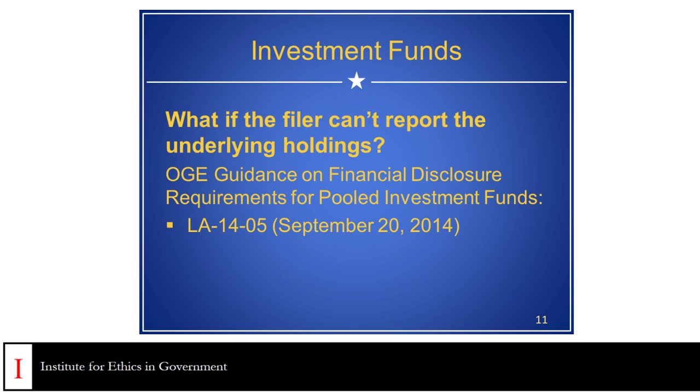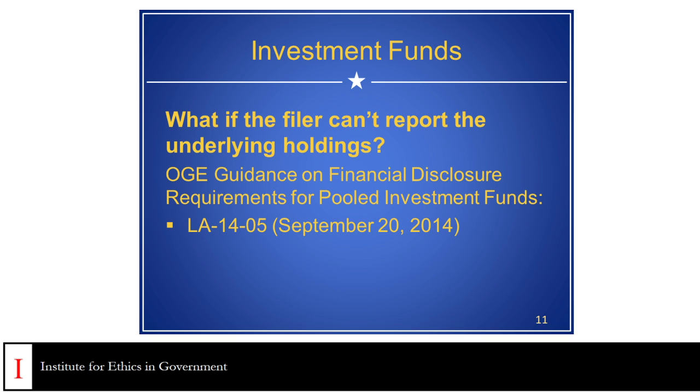Based on that guidance, if the fund manager will not disclose the fund's holdings to the filer, the filer needs to obtain a fund manager letter to verify this fact and provide it to the agency and OGE. OGE can provide an agency with a sample fund manager letter if needed. In addition, the filer will have to indicate on the 278e that the underlying assets are not ascertainable. In this case, the filer may retain the fund unless the circumstances change.